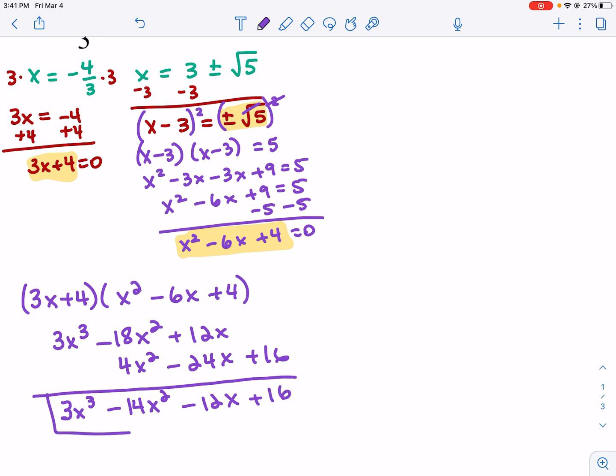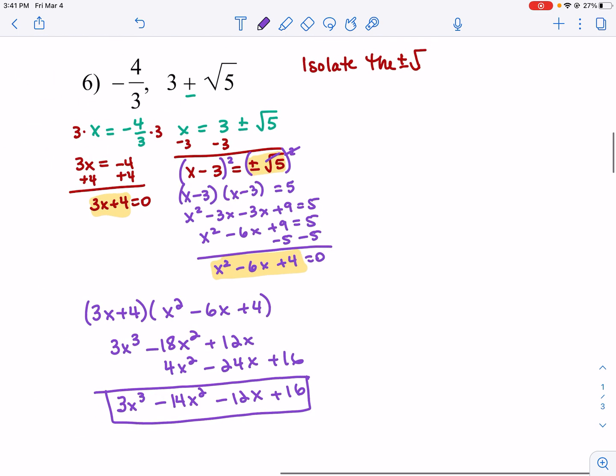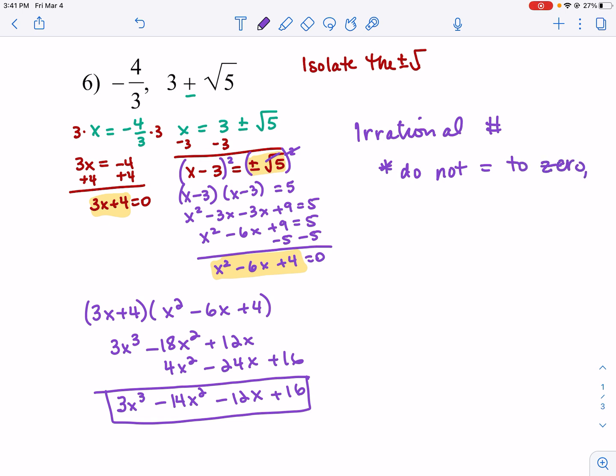And I'm left with that right there. So again, when you have an irrational number, this is where you do not equal to 0, but isolate plus minus a radical, okay? And then square both sides.